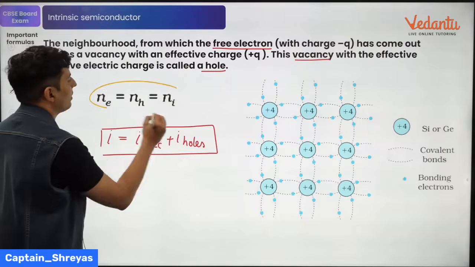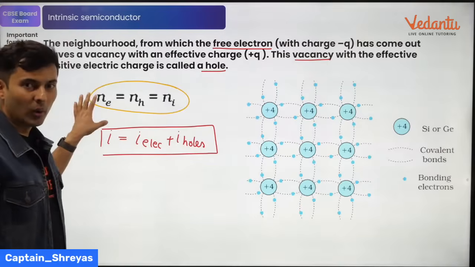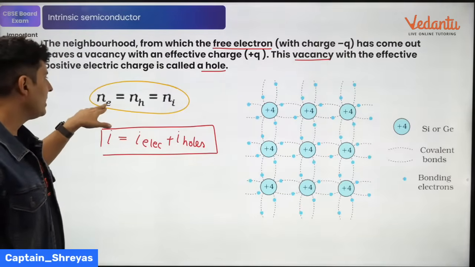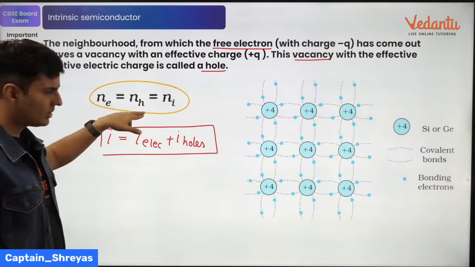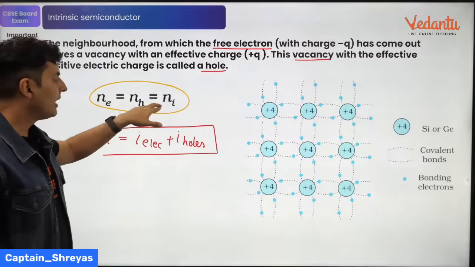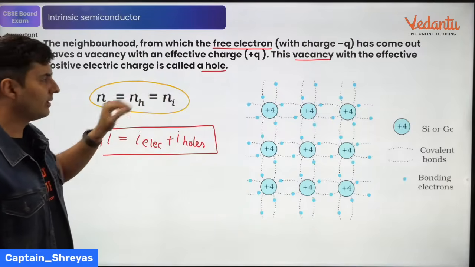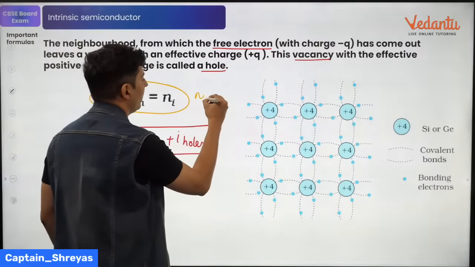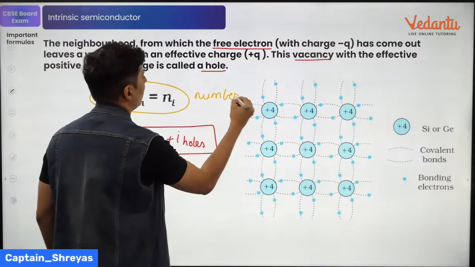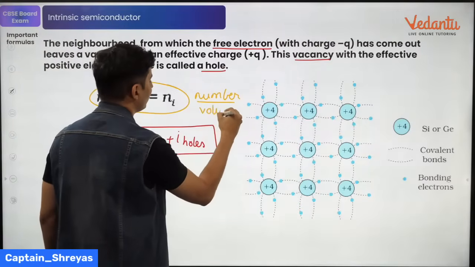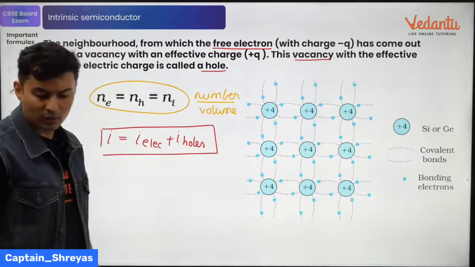Another important formula over here: for any number of holes or electrons, Ne is electrons, NH is holes, and that is the intrinsic semiconductor concentration. It's the number per unit volume. That's the concentration of the electrons or the holes.